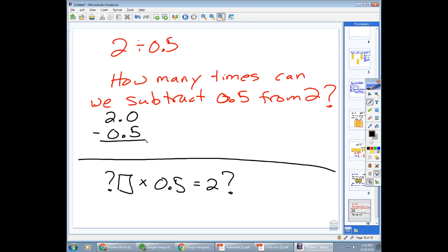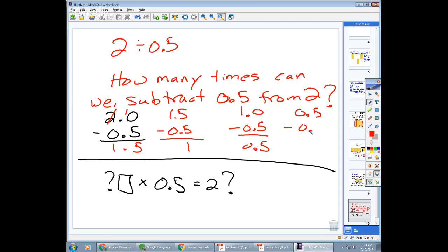And I can borrow here. And that works out quite lovely. And then I can just keep repeating that until I run out of 0.5s to subtract. And I can see it took me 4 subtractions before I got rid of 2.